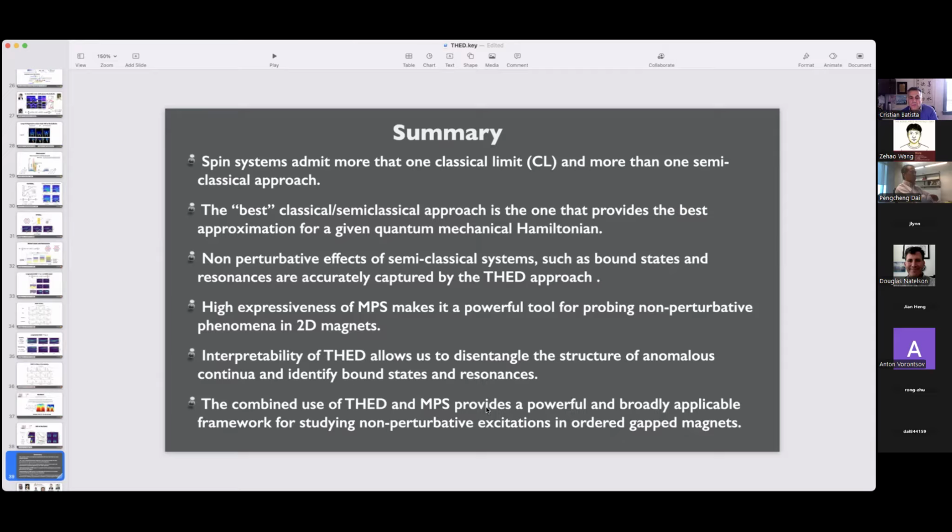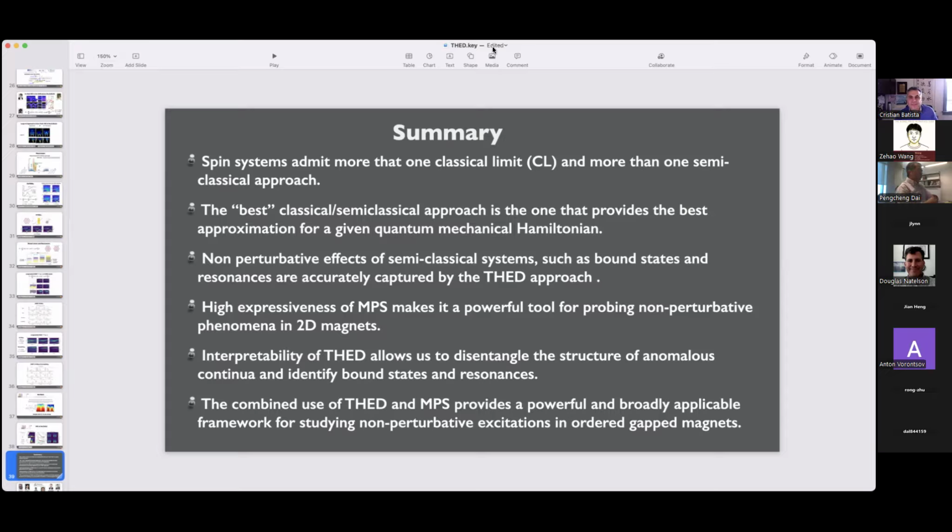And I will say the combined application of these two also gives cross-validation. Sometimes none of the approaches is controlled. So by comparing the two results, the MPS and this truncated Hilbert space ED, when they agree, one can be confident that both are probably giving a reasonably good approximation to reality. So thank you very much for your attention.